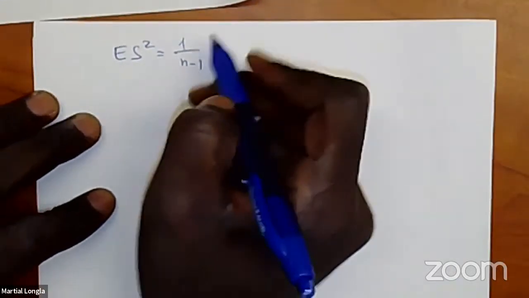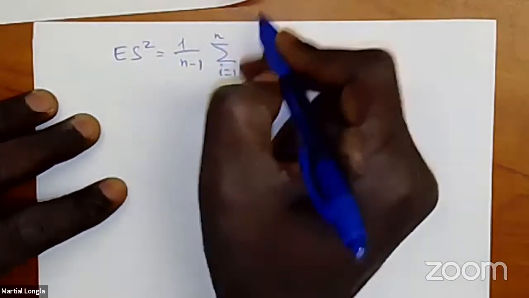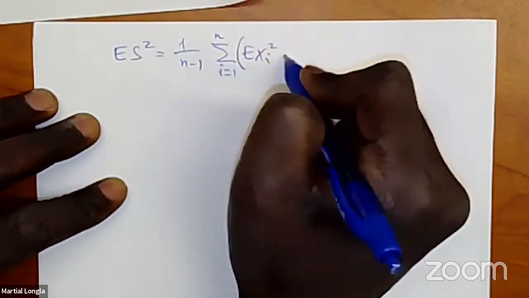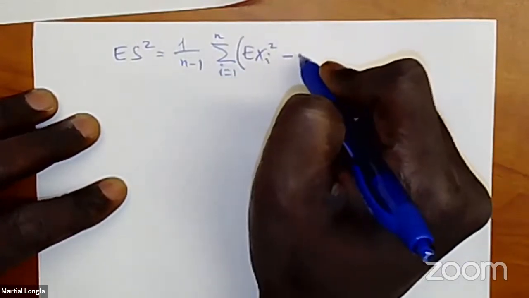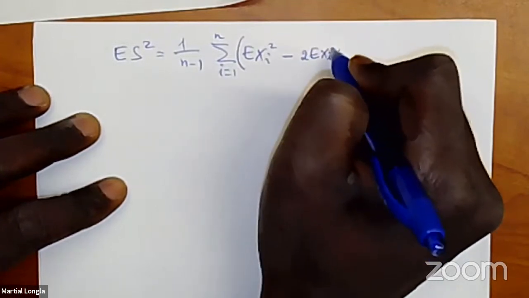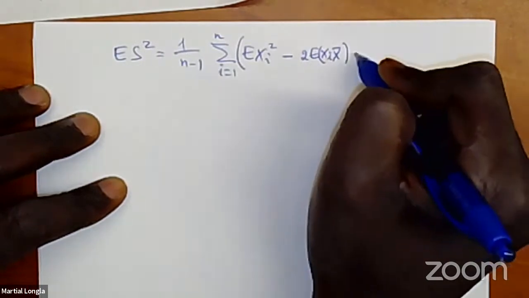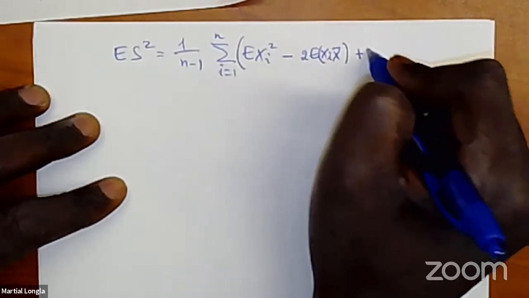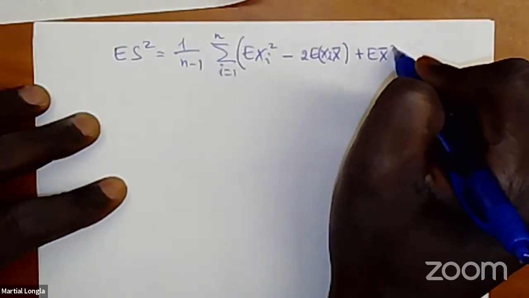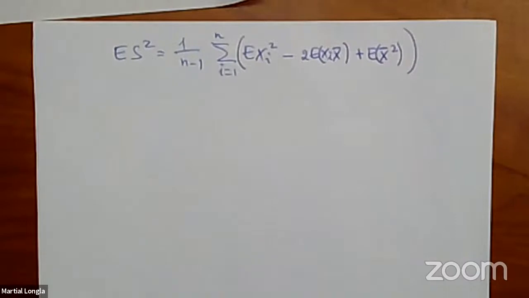the expected value of s squared equals 1 over n minus 1, sum i from 1 through n, expected value of xi squared, minus 2 expected value of xi x bar, plus expected value of x bar squared. Okay, what's next?